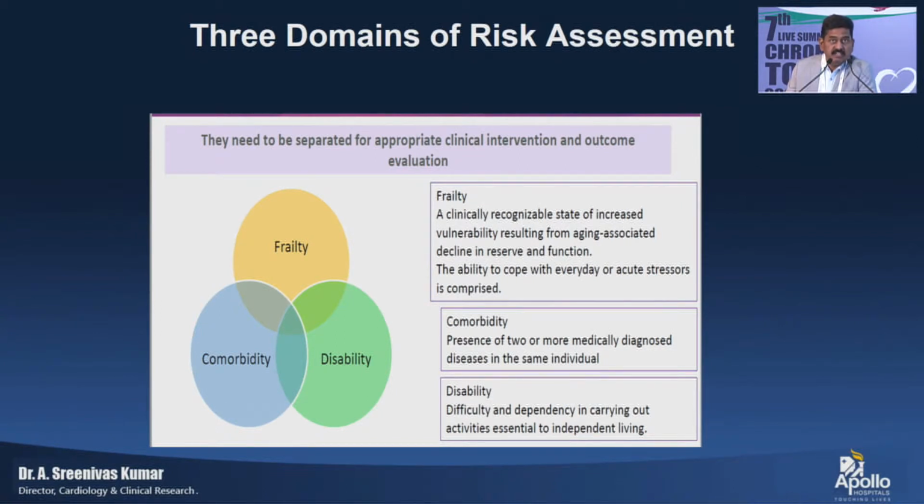The first is frailty. This is a newer concept, a recognizable state of increased vulnerability resulting from aging-associated decline in reserve and function. Like how a young body can cope with some stress, there is a decreased response in these frail patients. We used to call them poor protoplasm patients. If you do a puncture, then it won't contract there, and there are more chances of bleeding and things like that.